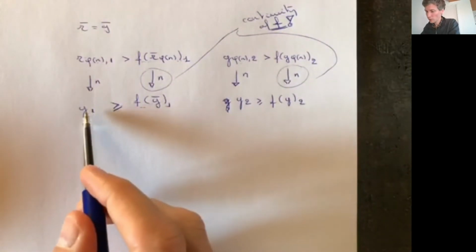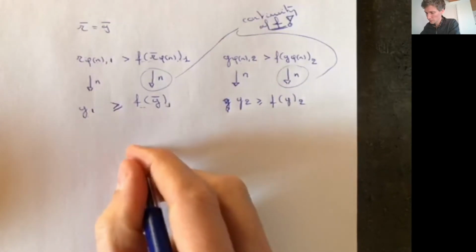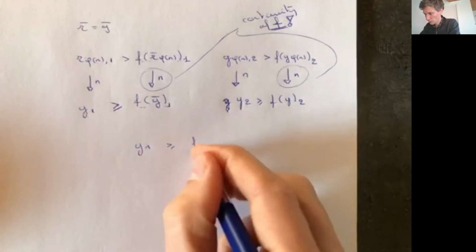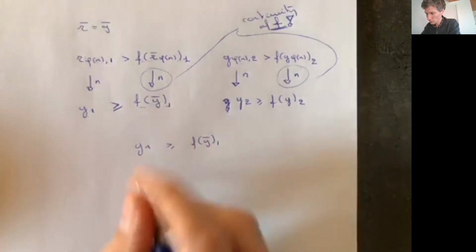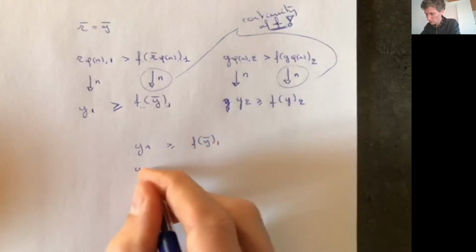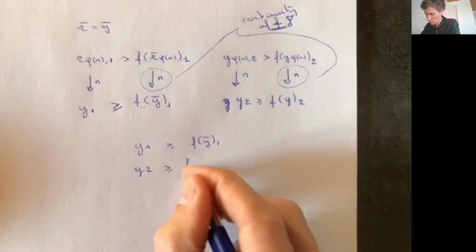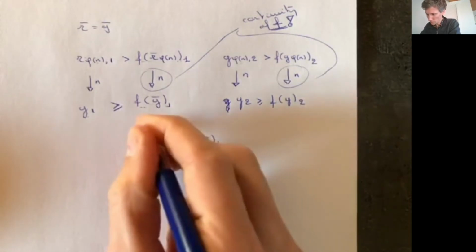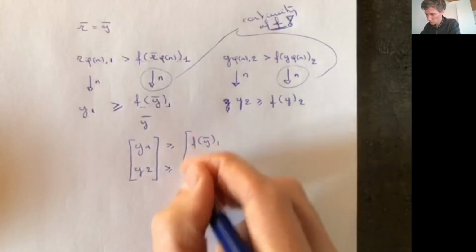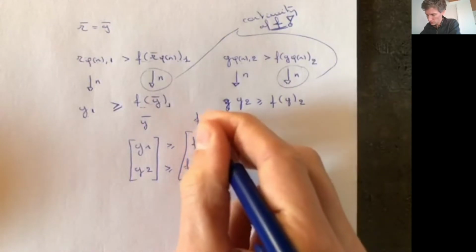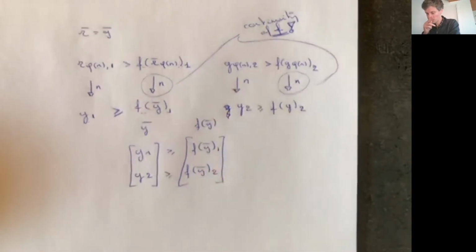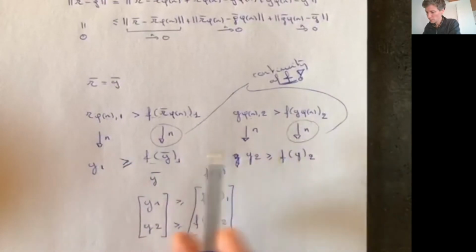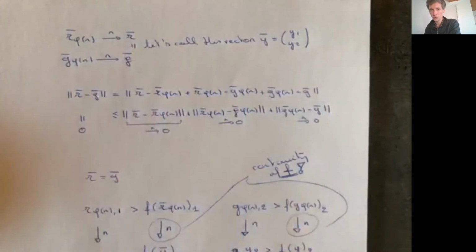So we have a vector y. The first component is greater or equal to f of y1, and the second component is greater or equal to f of y2. So this is my vector y, and this is my vector f of y. Now the domain is compact, right? This means that y, which is the limit of these r's, will also be in delta 1.